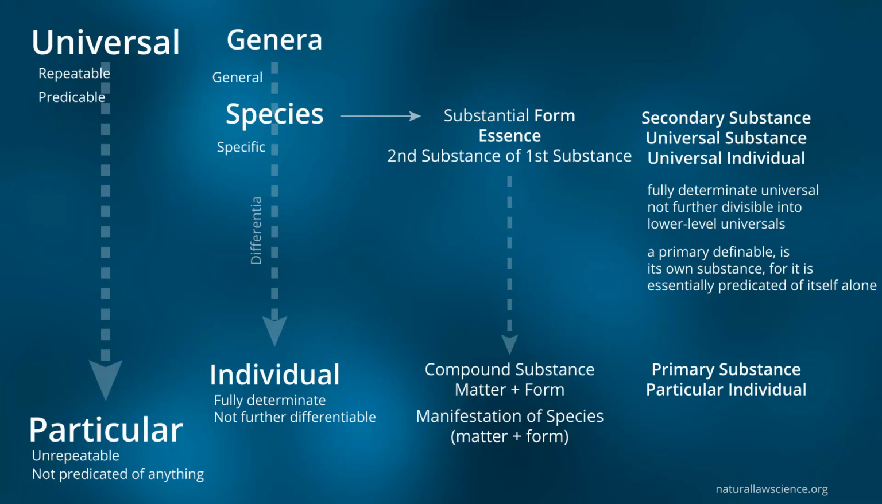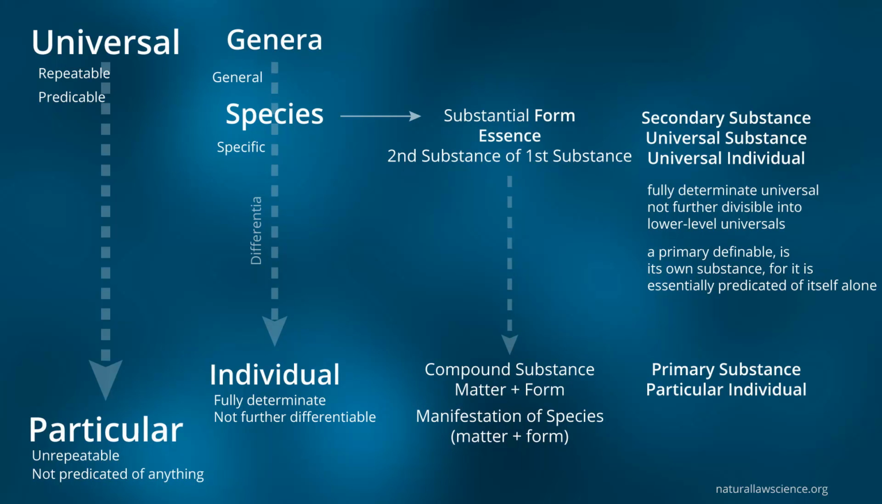And this form is a primary definable. That's why it's part of definition. It's its own substance. It's the secondary substance of the first substance. So in this way, it's essentially predicated of itself alone, because yes, it's true that form is predicated of matter. So no, it's not predicated of itself, it's predicated of matter, but essentially as an essence in itself, as a secondary substance, it's predicated of itself because it's the lowest level universal.